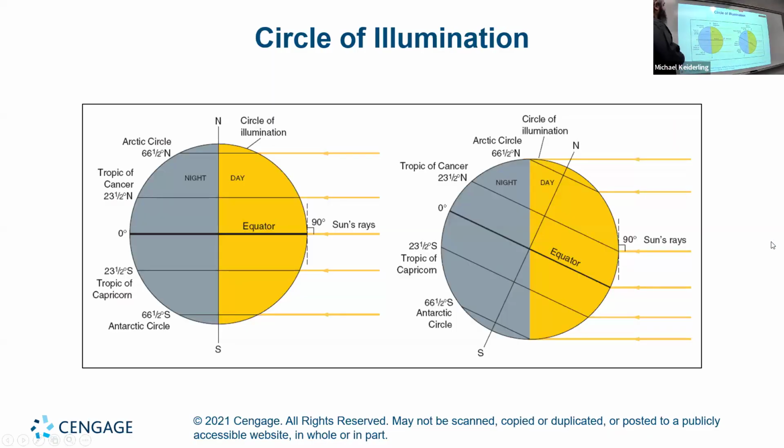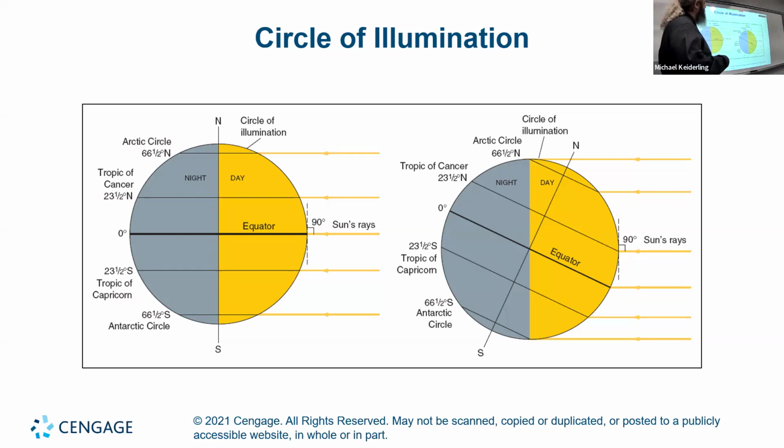So, talk about the circle of illumination. It's the half of the Earth that's lit up. So here is the circle of illumination on one of the equinoxes. The Arctic circle is at 66.5 degrees north. The Antarctic circle is at 66.5 degrees south. The tropics are here. Half the day, half the Earth is lit up. And that line passes through the poles. So night and day are of equal length.